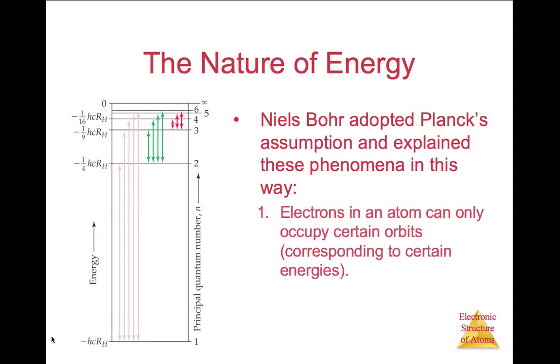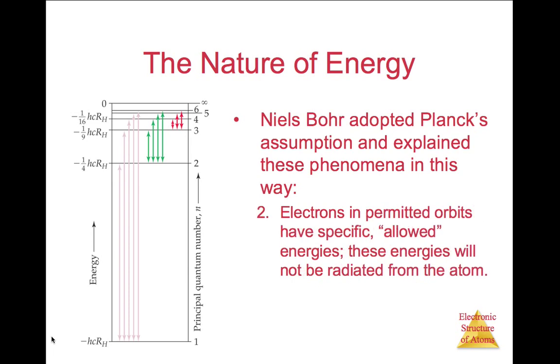And Niels Bohr adopted Planck's assumption. Niels Bohr was another famous scientist around the turn of the 1900s. And he used Planck's assumptions of quantized energy to explain the phenomenon in this way. He said that electrons in an atom can only occupy certain orbits corresponding to certain energies. And because of this, electrons in permitted orbits have specific allowed energies, and these energies will not be radiated from the atom.